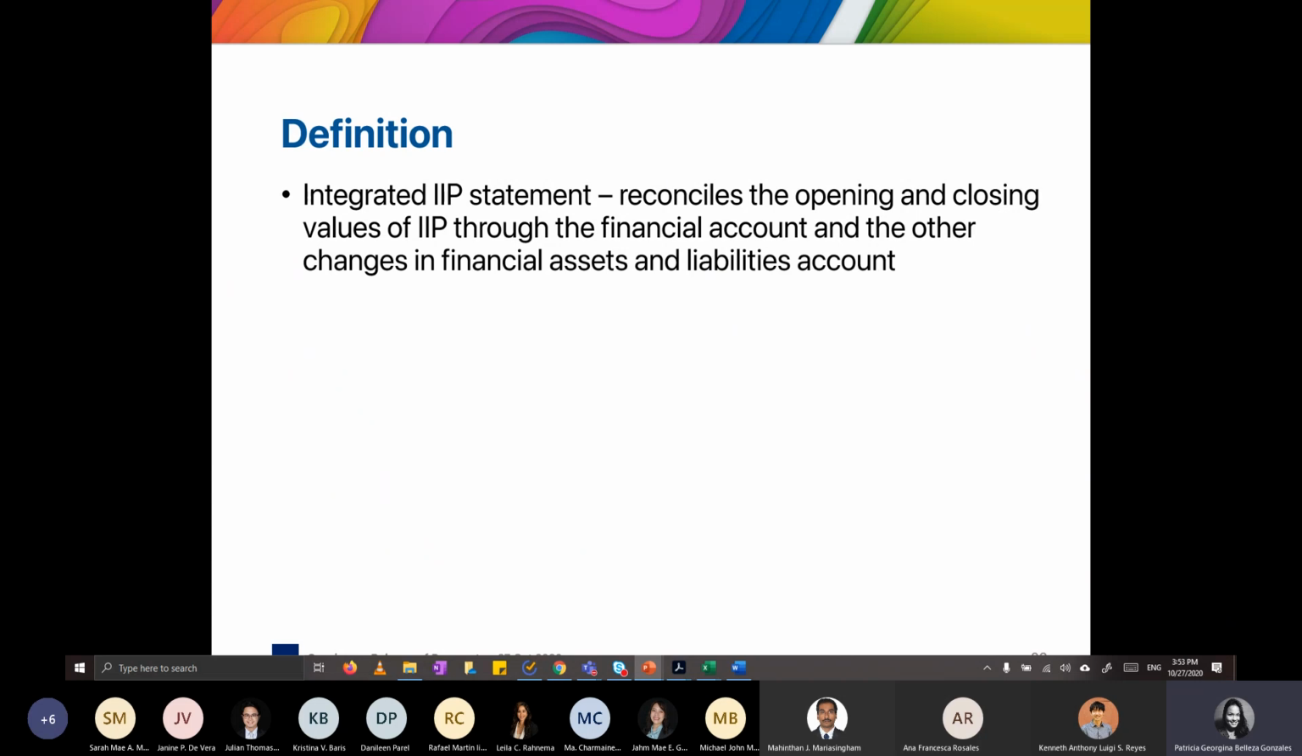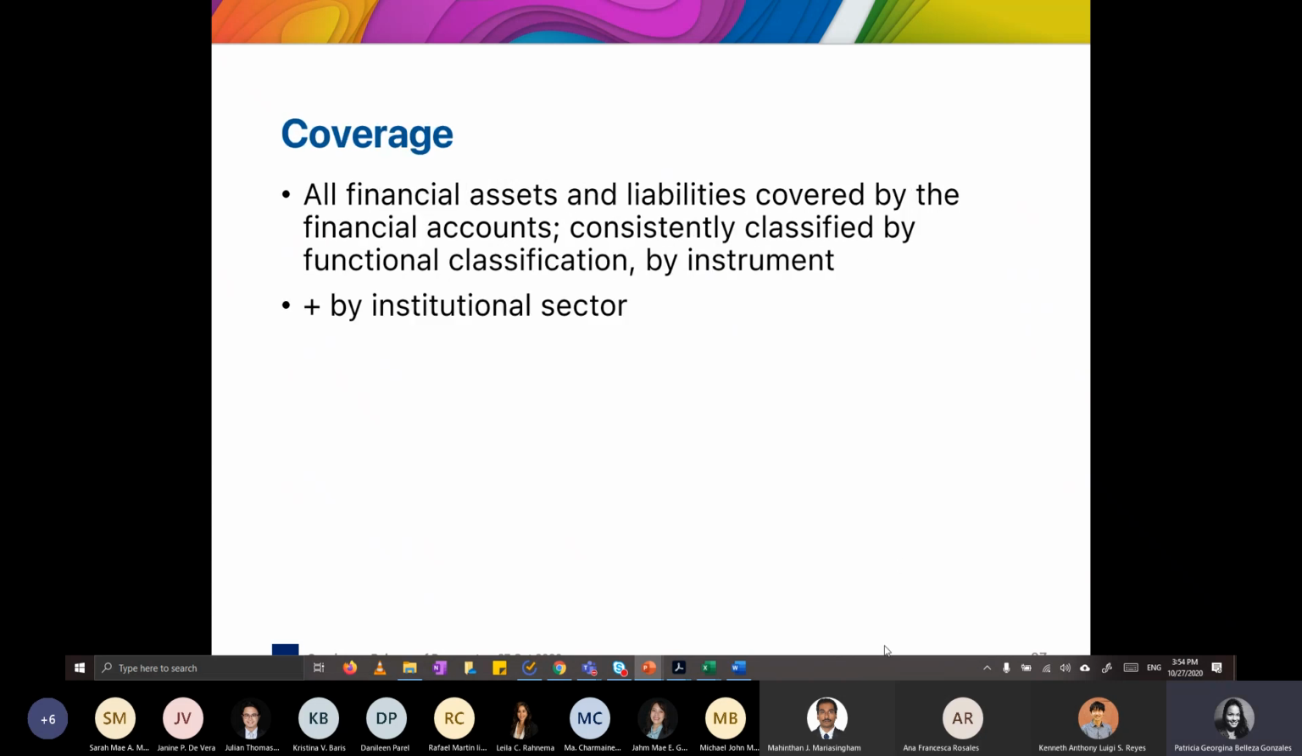But if you want to talk about just the IIP, it's just when you ask what was Japan's IIP in 2017, it's just a single figure for each category of financial asset. But if you're talking about the integrated IIP statement, then it's the opening and closing values as well as the difference between the two.